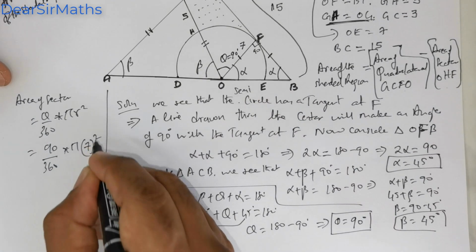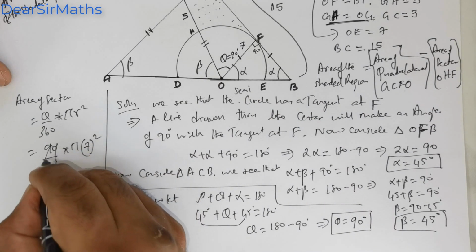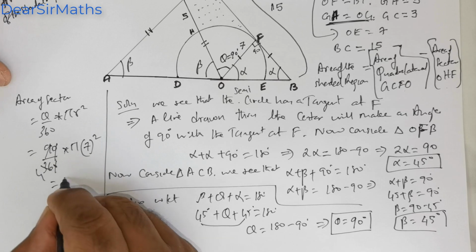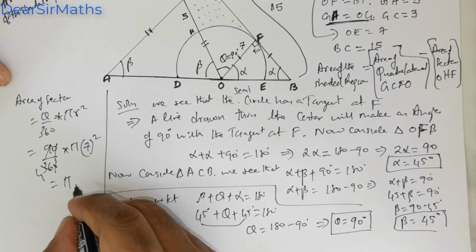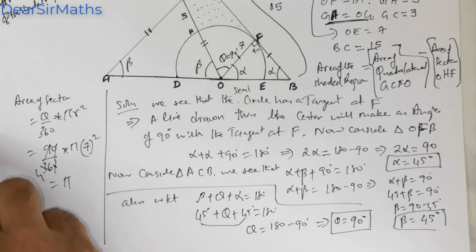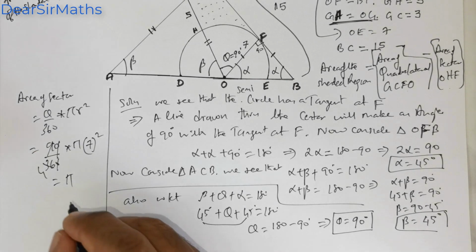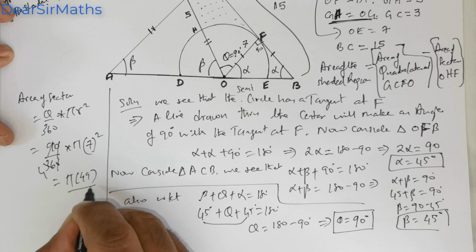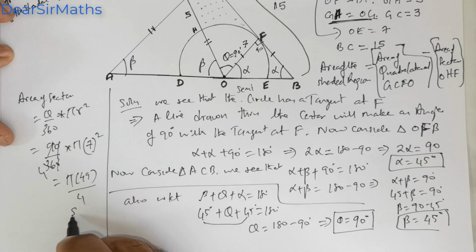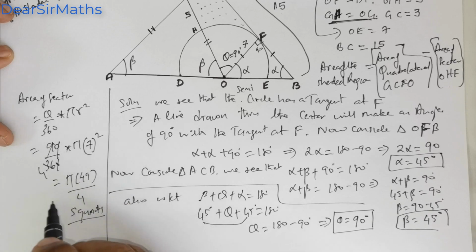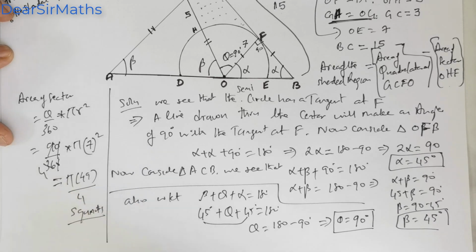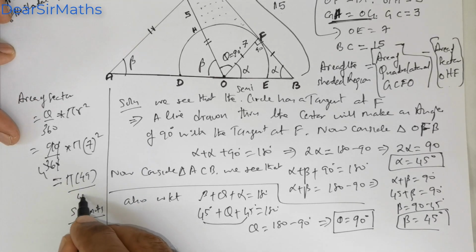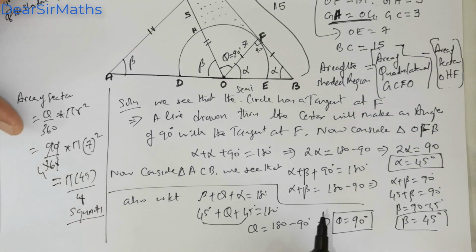So 7 squared, the zeros cancel, and this will be 4. So you've got pi times 7 squared, which is 49, right? So it's 49 pi divided by 4 square units. I'm not going to do anything as of now, so let it be as it is. 49 pi divided by 4 square units.